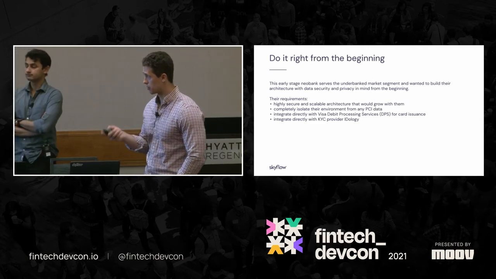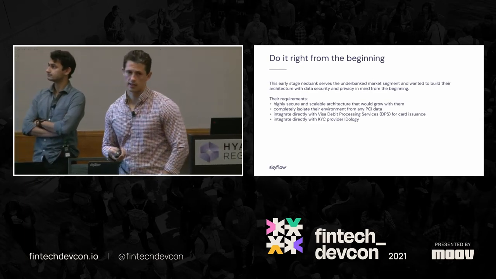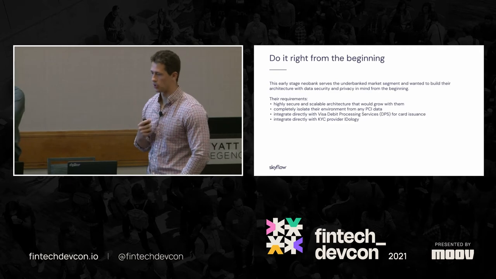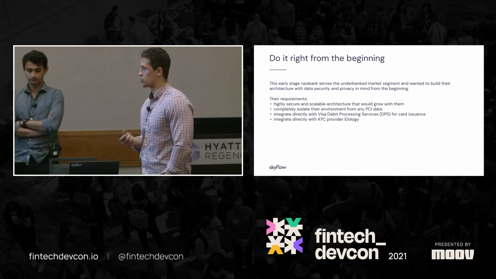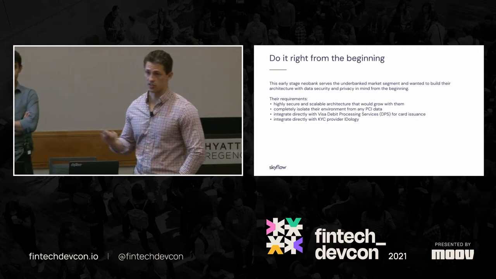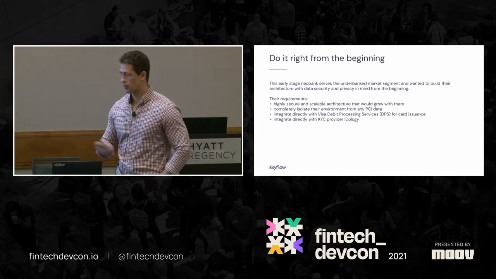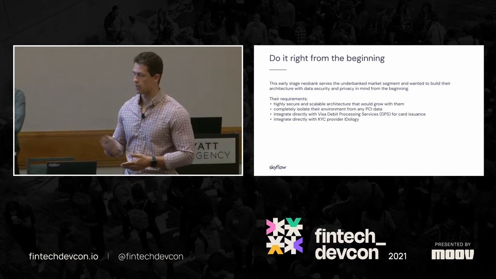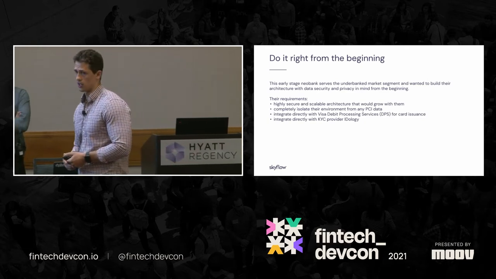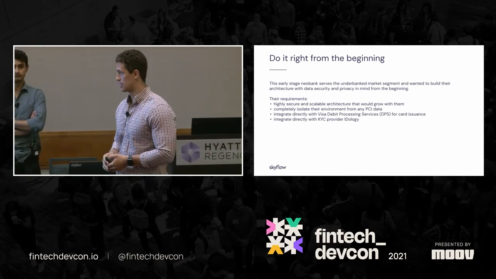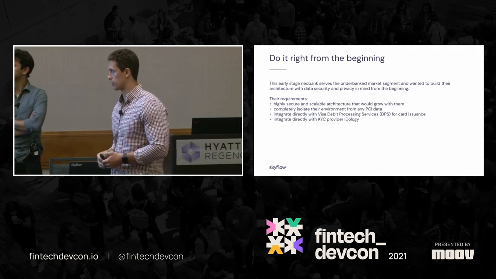Secondly is they want to completely isolate their environment from any PCI data. This is something that I see all the time, especially in the fintech space. For most fintech companies, data privacy, data security is extremely important, but that's not how they go to market. And typically it comes down to this build versus buy decision, and a lot of the early stage companies that I talk to typically tend to want to buy so they can focus on actually delivering value and rolling out products and getting to market faster.